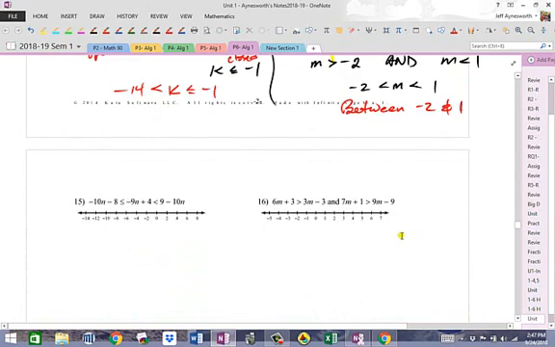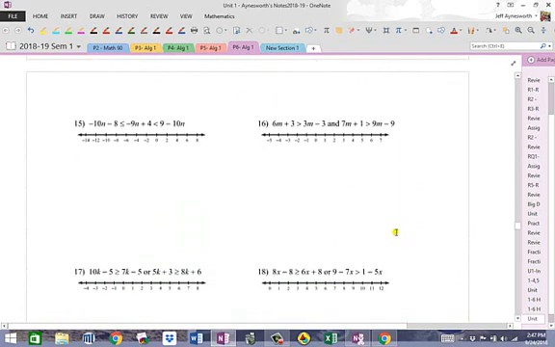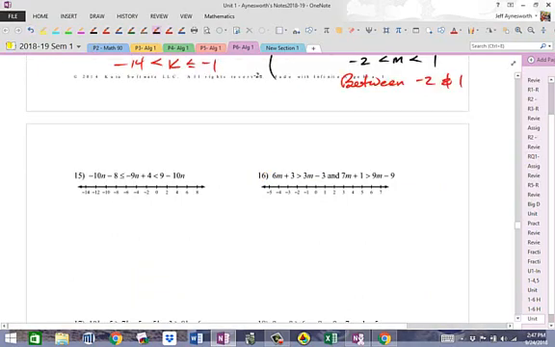Okay, I'll do another one here. Let's do number 16. So this is an and statement. Okay, so let's work on it. 6m plus 3 is greater than 3m minus 3. And 7m plus 1 is greater than 9m minus 9.